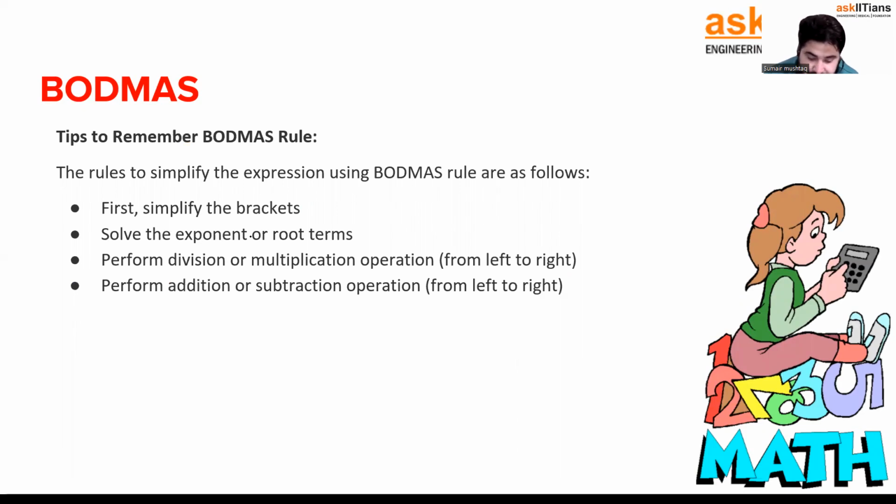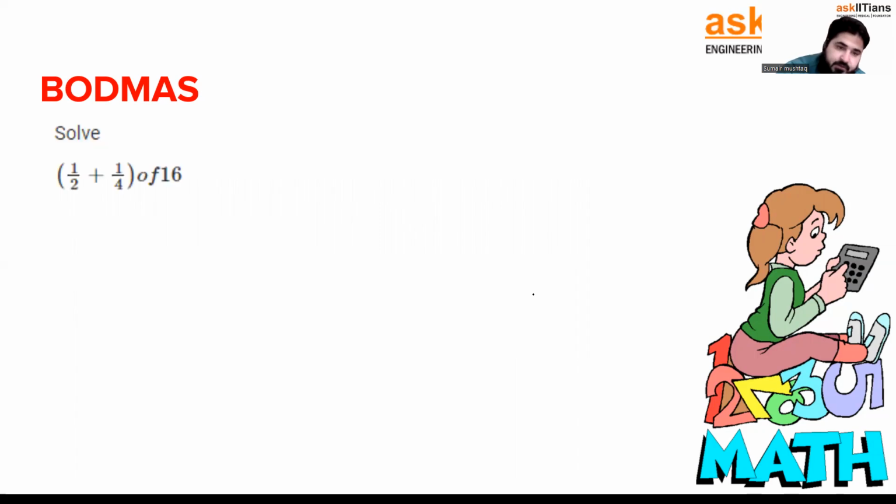What did it say? It says that first you have to solve for the brackets, then the exponents, as I told you right now. Fine. Then you perform the division or the multiplication from left to right. Okay. And the addition and subtraction from left to right. Let us suppose this is the question which needs to be solved. Easy one. So first of all, take the brackets out.